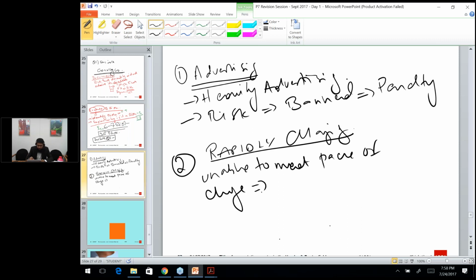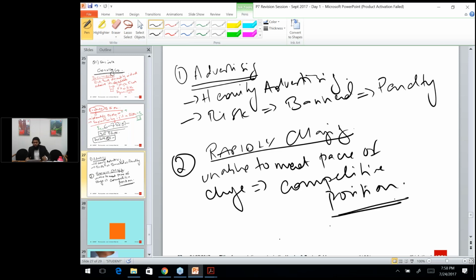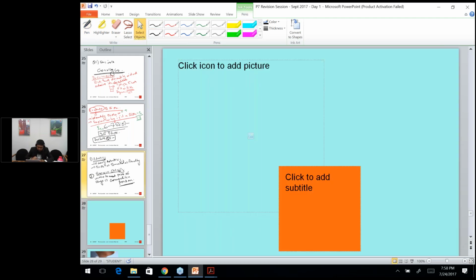then what will happen? What is actually going to happen is that you will lose your competitive position. That is going to be an issue that will arise. So if we are unable to meet the pace of the change, we'll end up losing our competitive position. That's the second risk that is arising in this specific scenario. Now, what's the third thing?